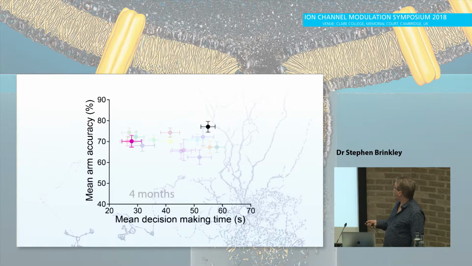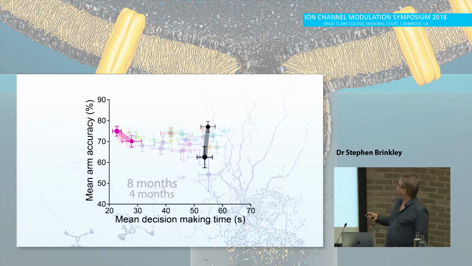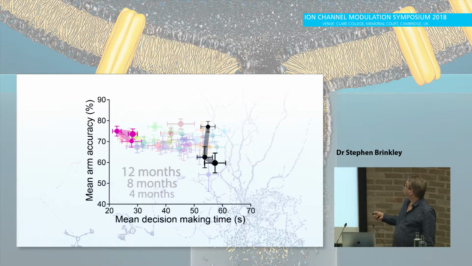But this mouse takes a longer time to make decisions. 4 months later, this mouse got worse, this one's got a bit better. 4 months later, this mouse got a little bit worse, and this one stayed quite well. This is a good ager, this is a bad ager. And that's what we're trying to identify.